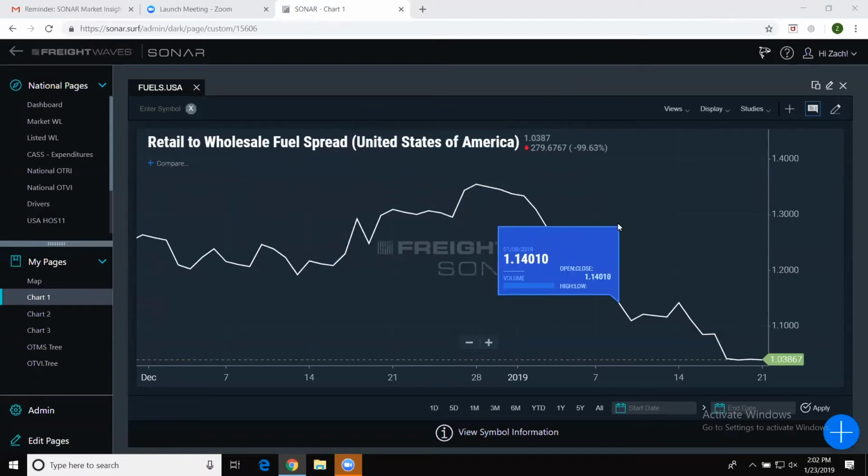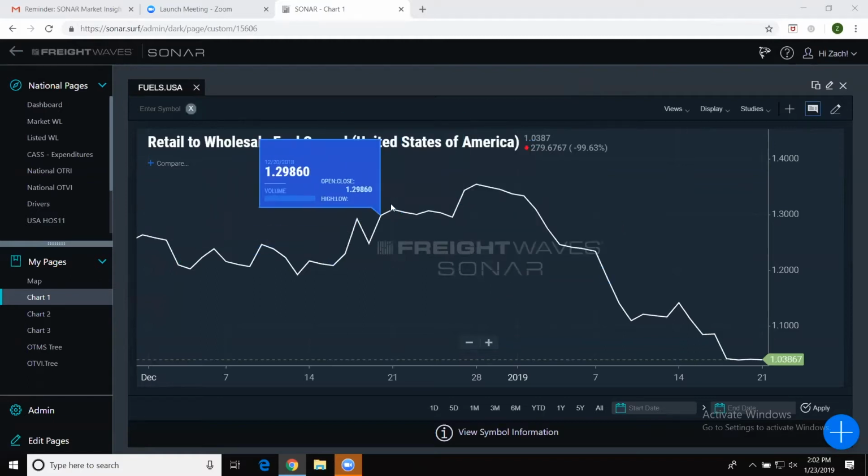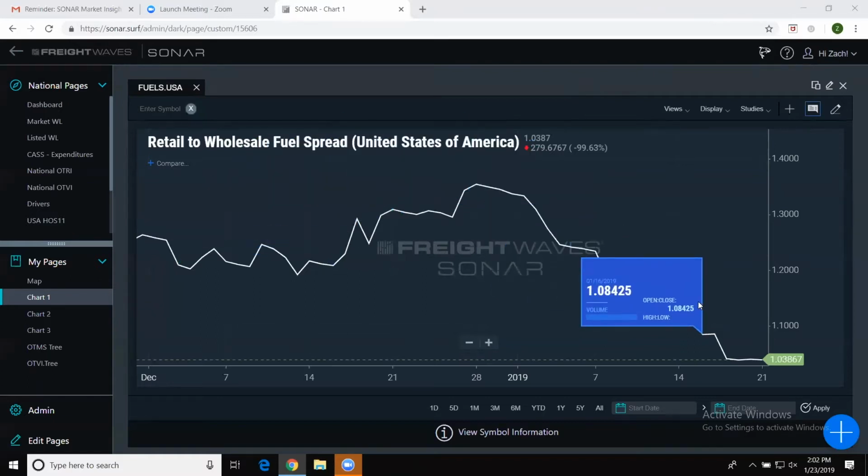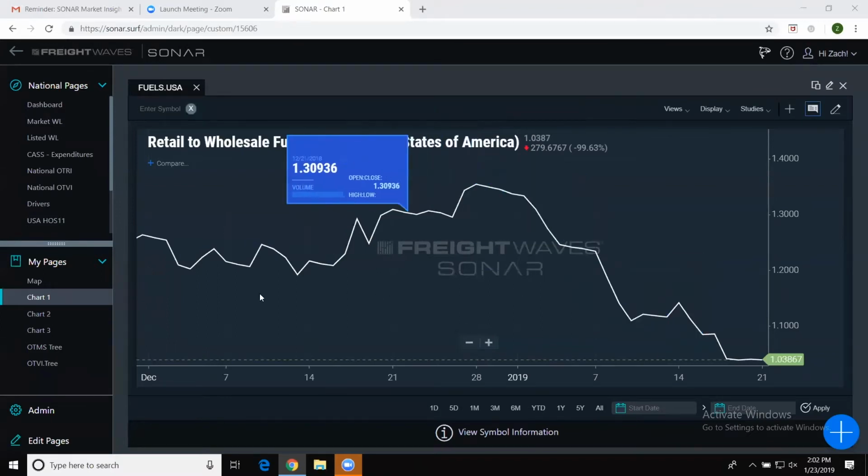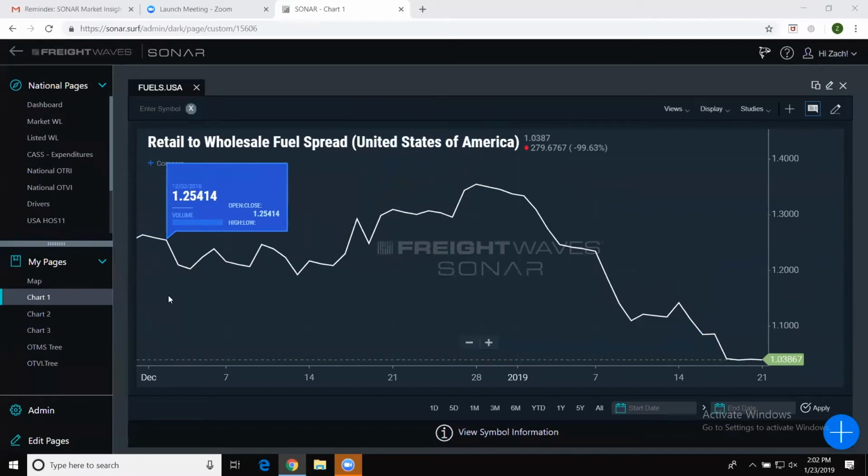That's right. So we added a few more ticker values this week to SONAR. A lot of them are just modifications to existing data. The one that we have pulled up right now is the retail to wholesale fuel spread. It's a twister. And then we're going to get into a few more.